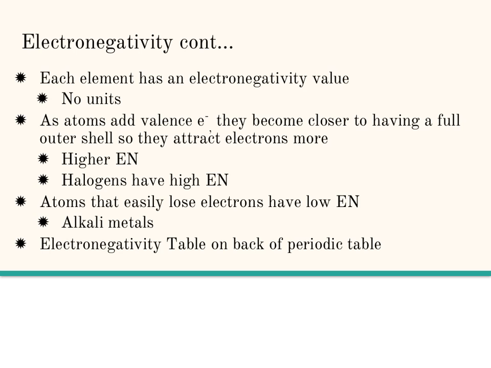And when we looked at our trends in electronegativity in our last unit, we knew that the halogens had the highest electronegativity values. Remember, they have 7 valence electrons, so they are looking to just gain 1 electron. Atoms that easily lose electrons then have very low electronegativity values, such as our alkali metals. And if you flip over your periodic table, you will see that there is an electronegativity table found on the back. And so those are the numbers that we are going to use later in the unit when we get into bonding.